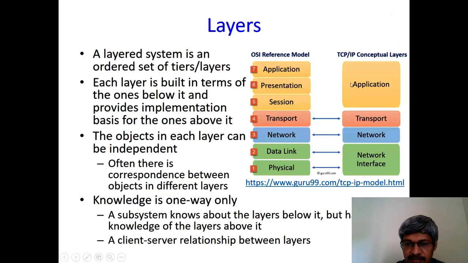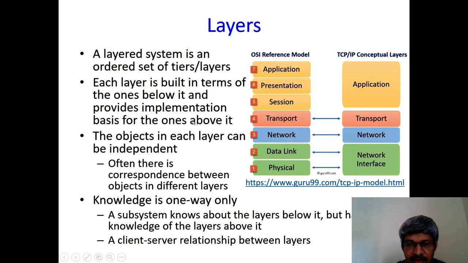Conceptual layers: you have the physical layer, data link layer, network layer, transport layer, session layer, presentation layer, and application layer. Similarly for TCP/IP: network interface, networking layer, transport layer, application layer. Each layer is built in terms of the ones below it and provides implementation basis for the ones above it. Once you have the implementation for the physical layer, it can be used by the data link layer. The data link layer's implementation is used by the network layer.